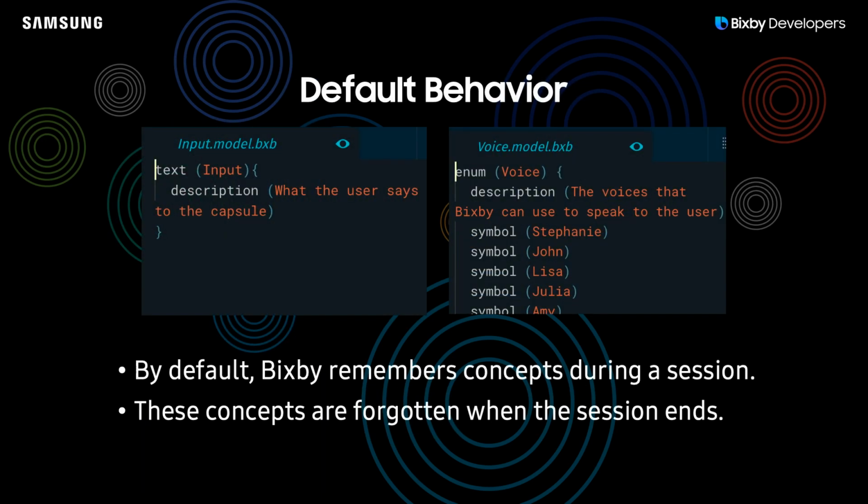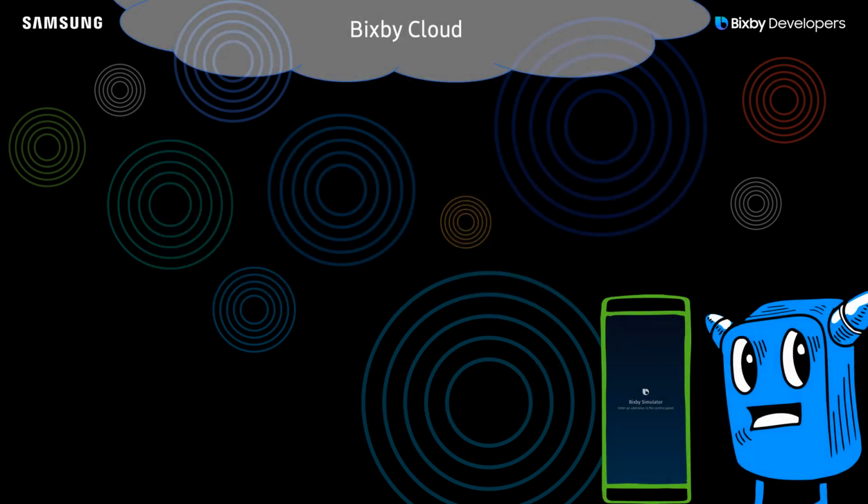The default behavior is that Bixby remembers any concept like this, like text, like voice, any concepts that you have in memory, and it stores it during a session. So these concepts are only forgotten when a session ends. And let's go over the flow here real quick.